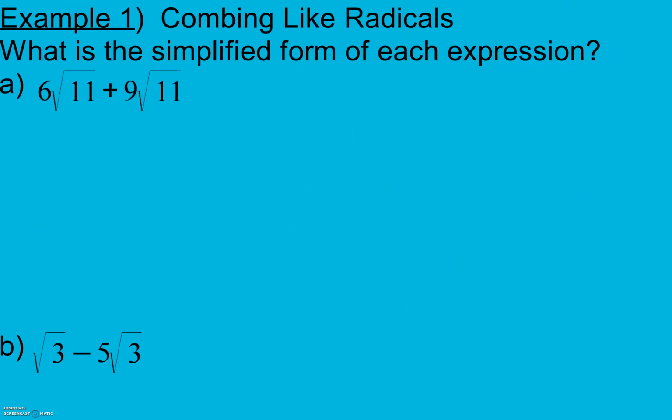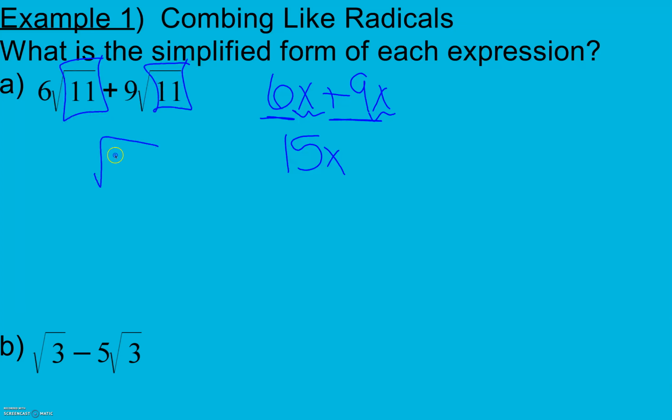In example 1, we're going to be combining like radicals. So the simplified form of each expression: here I have 6 times the square root of 11 plus 9 times the square root of 11. That square root of 11 is the same, so it would be similar to 6x plus 9x. Here we'd keep our x, and then take 6 plus 9 to get 15. Same idea here, so I keep that square root exactly as it's written, and I can add the 6 and the 9 and get 15.